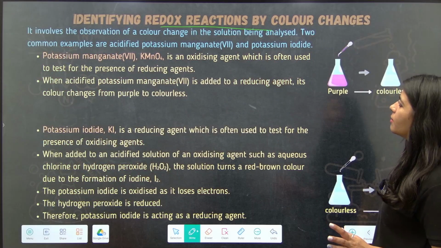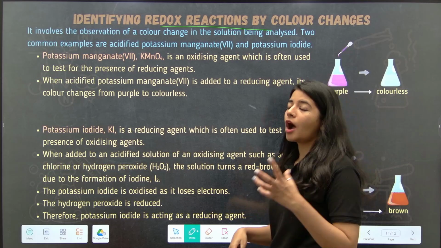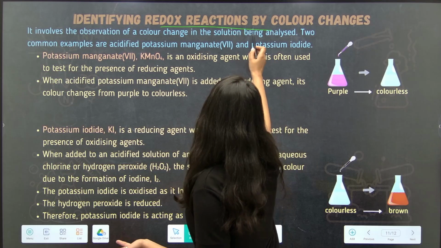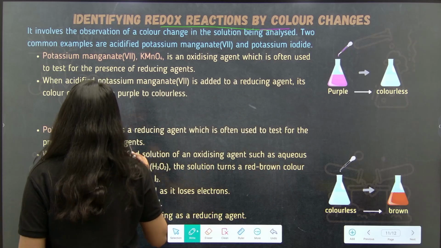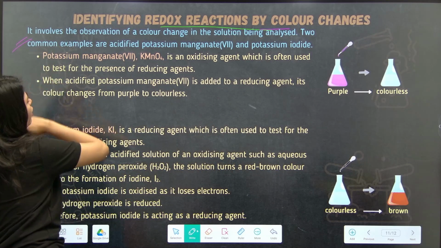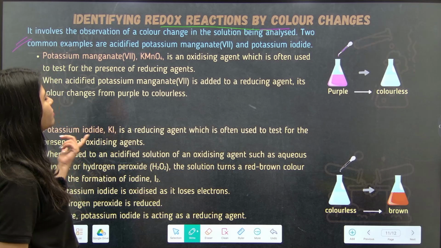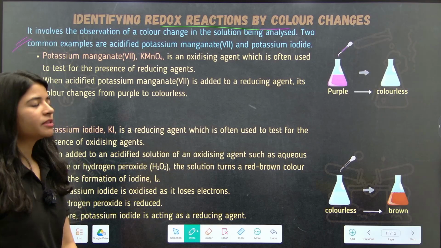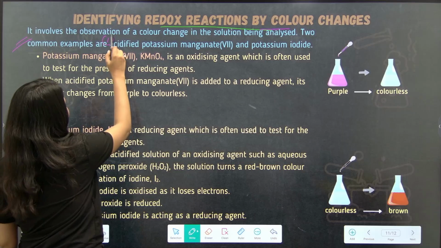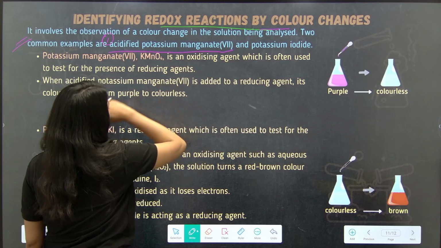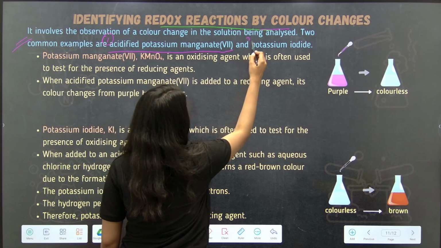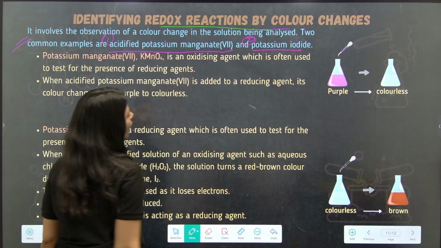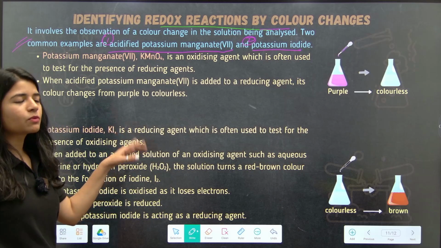Now let's talk about this part. So how do we identify redox reactions by color changes? Let's see. It involves the observation of color change in the solution being analyzed. We are going to talk about two common examples which I told you: acidified potassium manganate 7, and the second example is potassium iodide. Now let's take up both of these one by one.